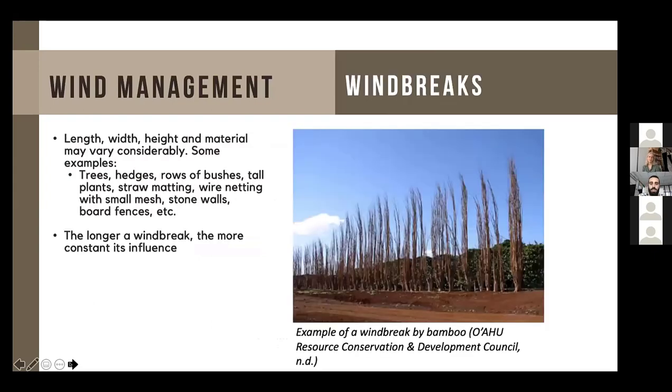Yeah. So the length, width, and height of the material can vary considerably. For example, you can use a bunch of reeds bundled together as a windbreak, or you can plant trees. Hedges, rows, bushes, it all works as long as it's intercepting the dominant wind direction. So the longer a windbreak, the more constant its influence. But there's some nuances to this, as we can see in the next slide.